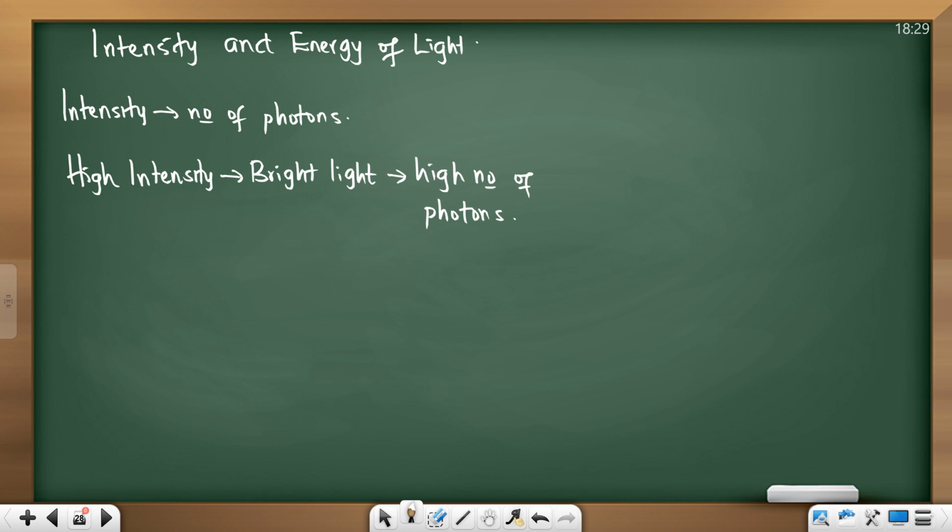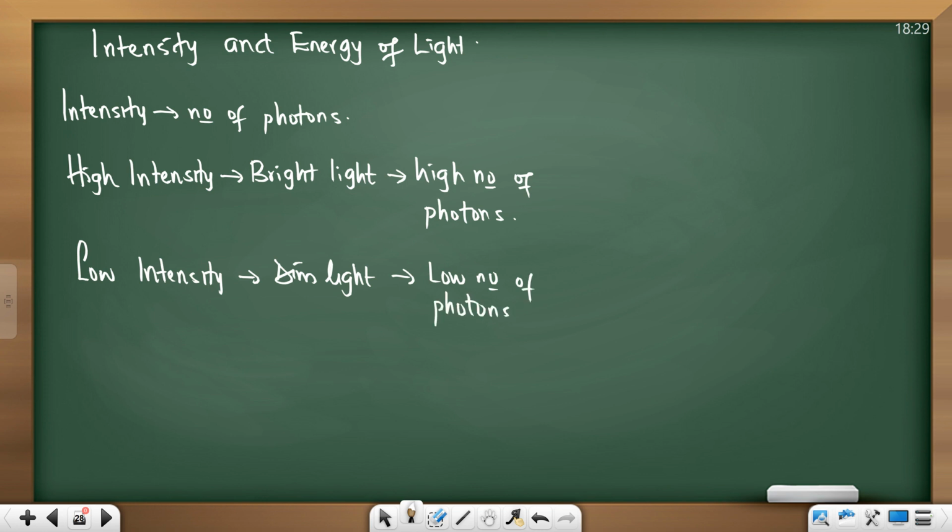It means my low intensity would mean what? A dim light. So take note of those words that examiners would use. So when I say low intensity, it means we are referring to what? A dim light. And it talks about what? A low number of photons.